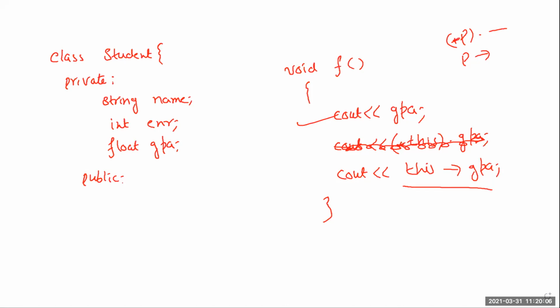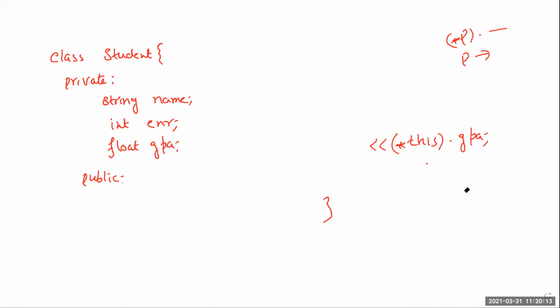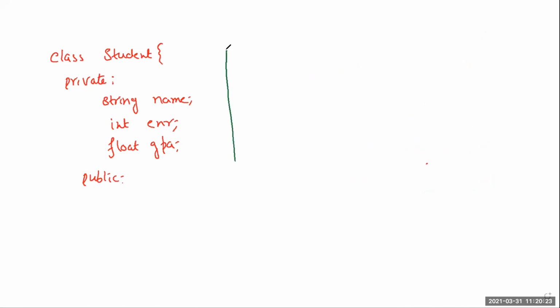Now let me convince you why professional developers will always be writing this arrow GPA rather than GPA. Okay, let me write the constructor for this class. The constructor would be student, and it will have three inputs. Why three inputs? Because I have three data members here.